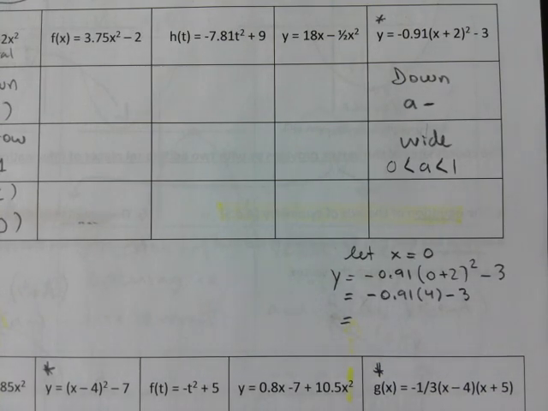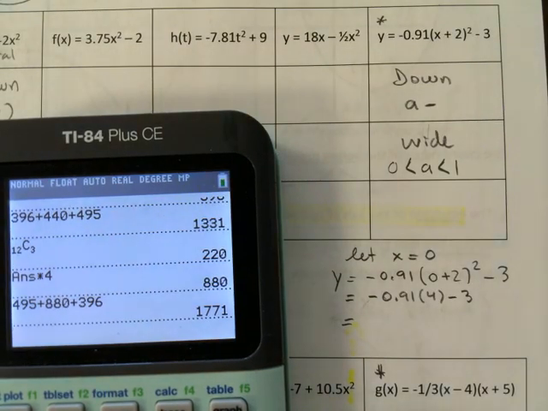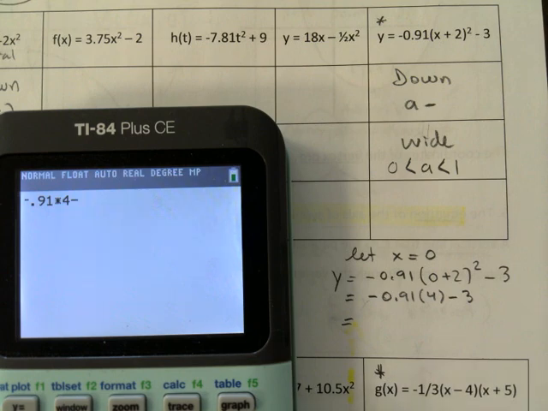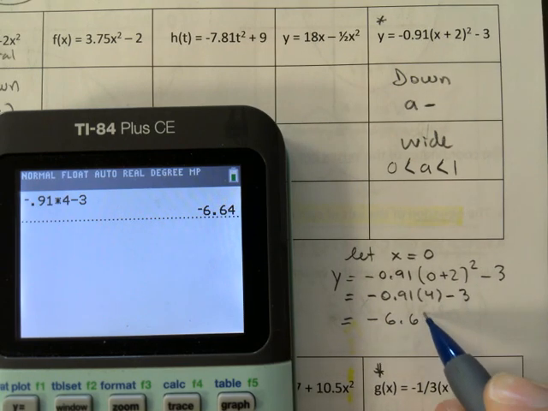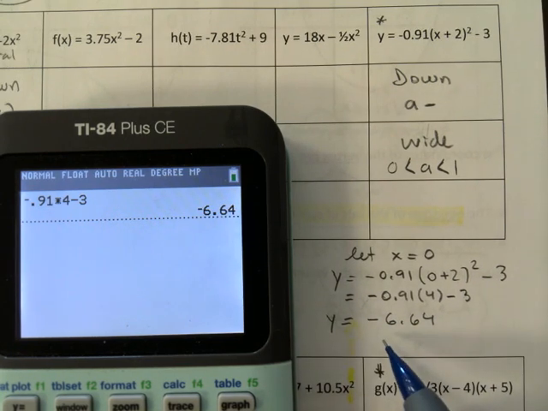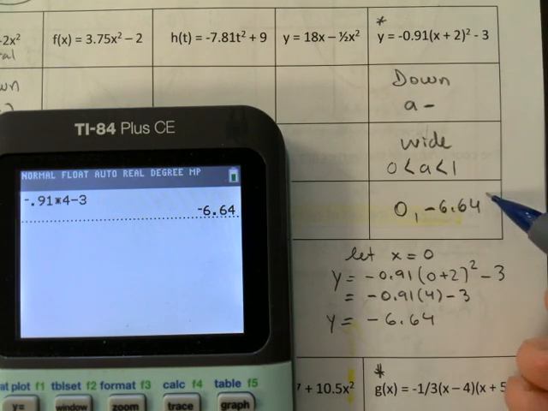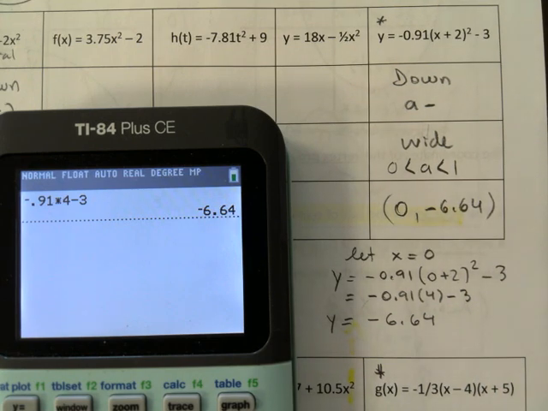And at this point, I would say you can type it into your calculators. -0.91 times 4 minus 3. You got to go minus, not negative, otherwise it's going to multiply. And so that's -6.64. So the y-intercept here is (0, -6.64). That's why my key had that there. I didn't show it on the key, but that's where I got that from.